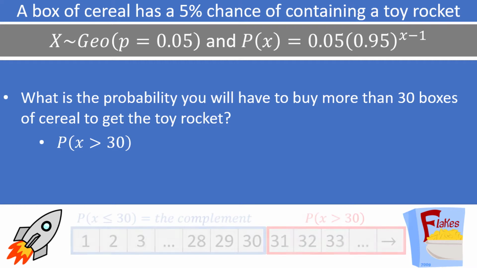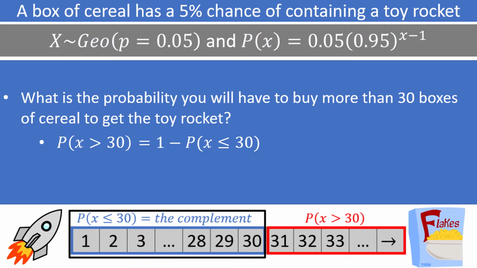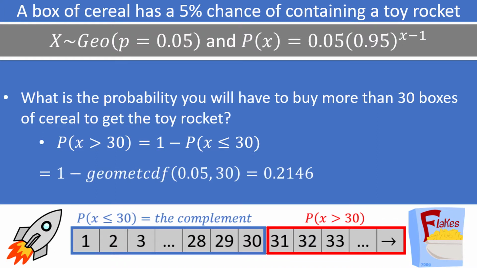Using the complement rule, the probability x is greater than 30 is just 1 minus the probability x is less than or equal to 30. We could calculate the probability x is less than or equal to 30 with the formula, but that would be 30 calculations that we'd have to add together. The geometcdf function is much more efficient, so that's what we will be using. Our answer is 1 minus geometcdf(0.05, 30), which is equal to 0.2146 or 21.46%. There is a 21.46% chance that you will have to buy more than 30 boxes of cereal in order to get the toy rocket.